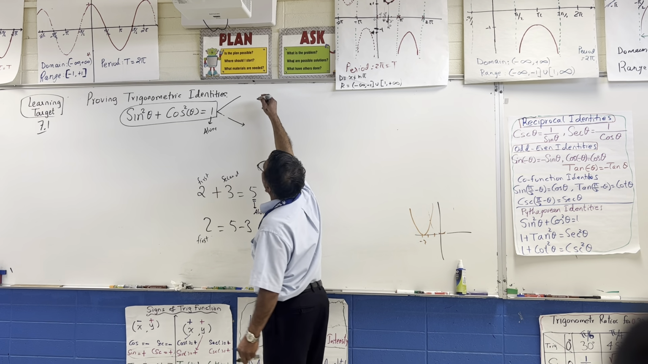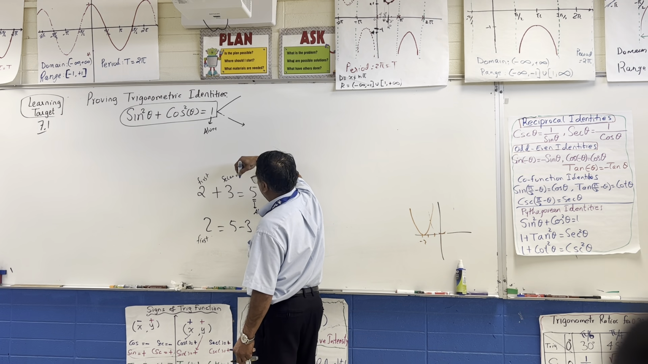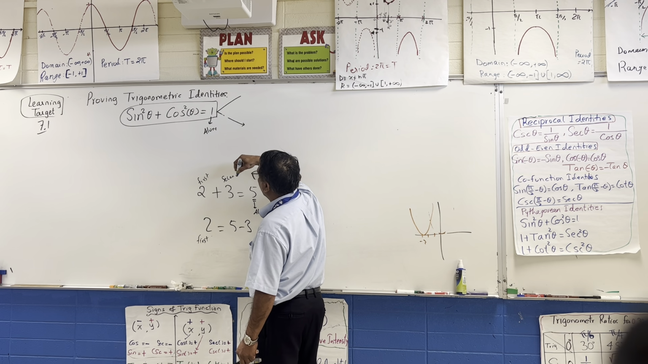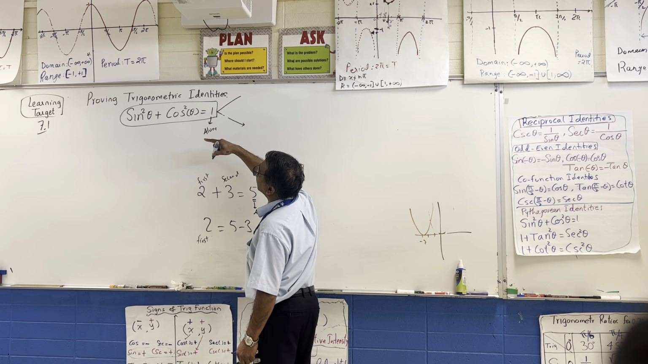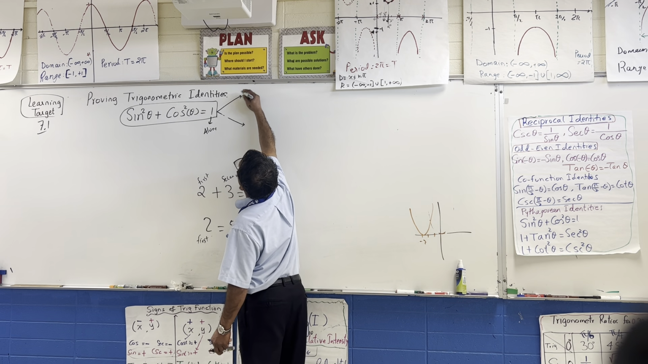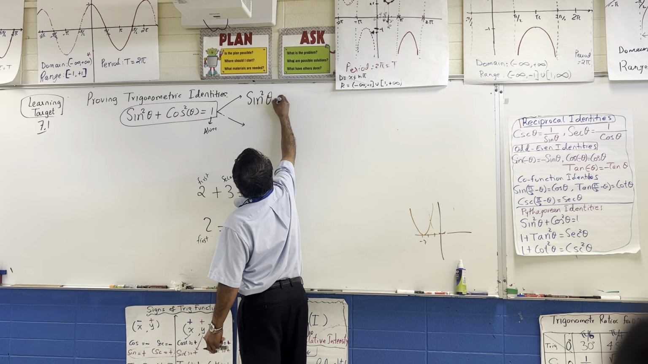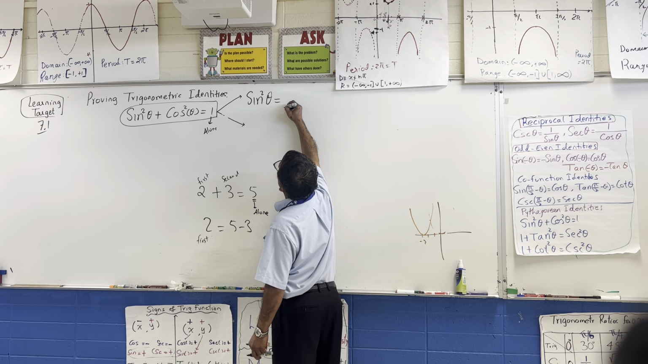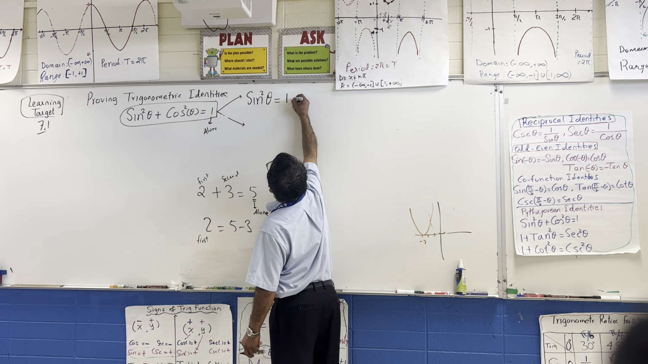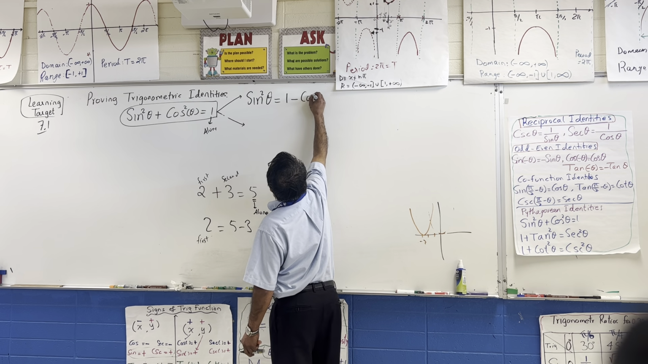Could it be 1 minus sine? Yeah, I hear Hugo saying, isn't it? Sine squared equals, so sine square theta equals 1 minus cosine square.